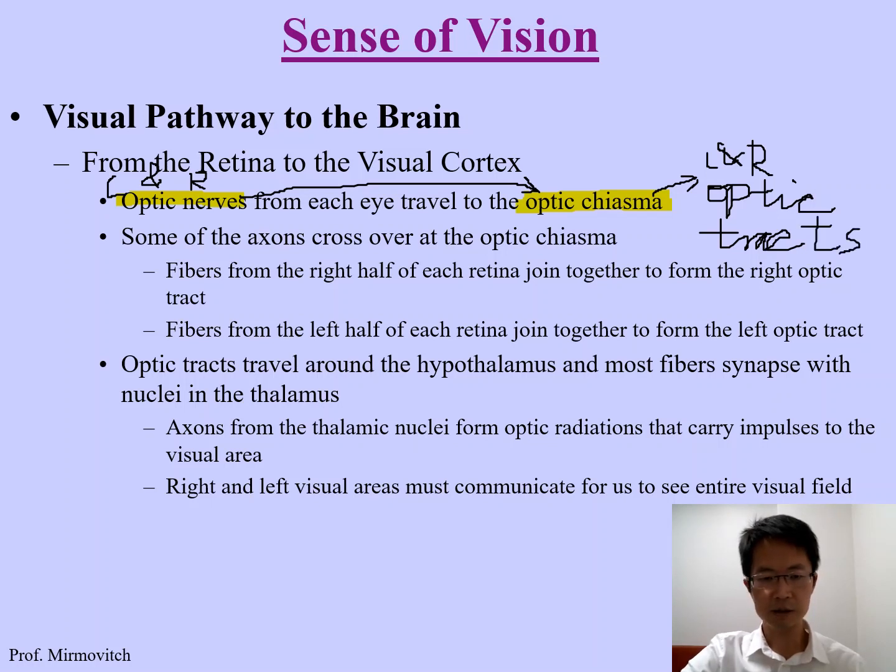Optic tracts, okay. It says that fibers from the right half of each retina join together to form the right optic tract. Okay, that's true. Fibers from the left half of each retina join the left optic tract. That's true. And then the optic tract will go through the hypothalamus.